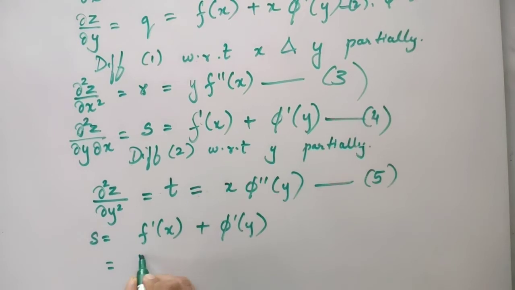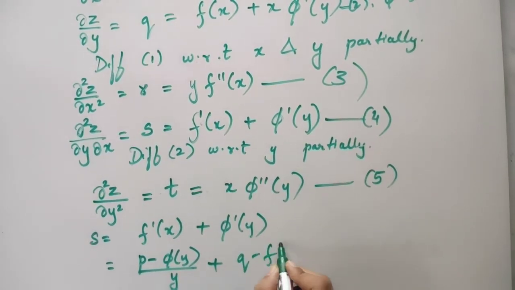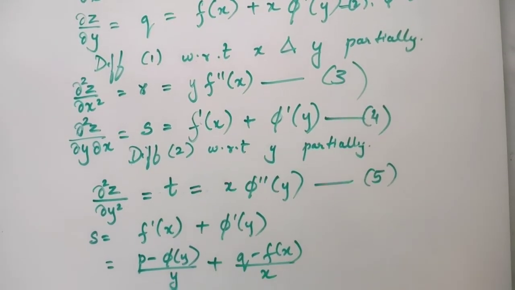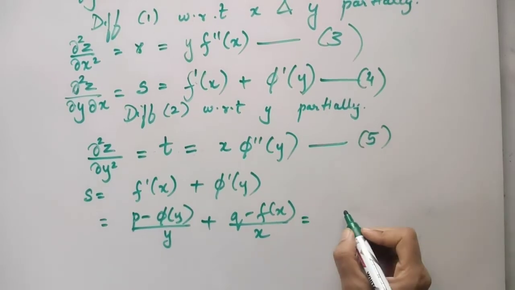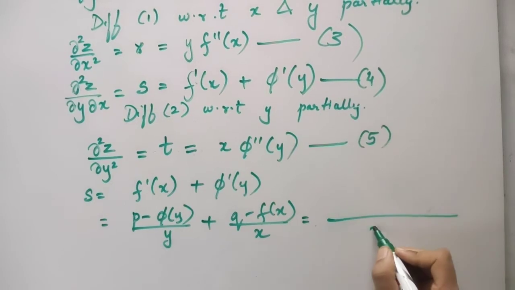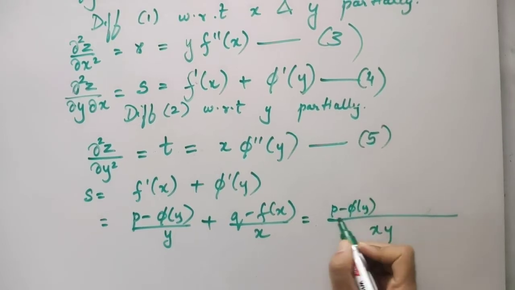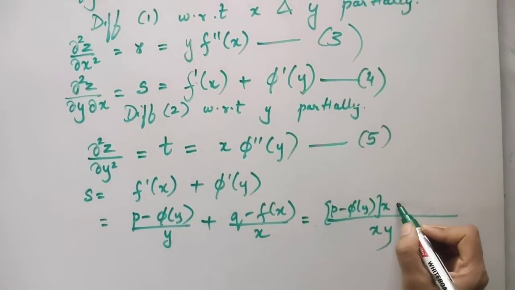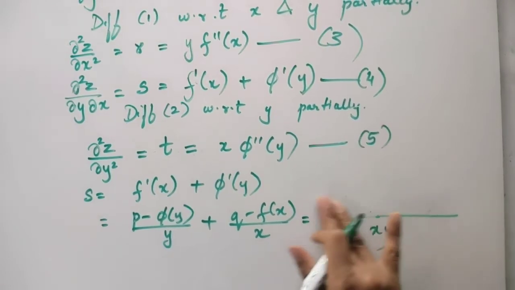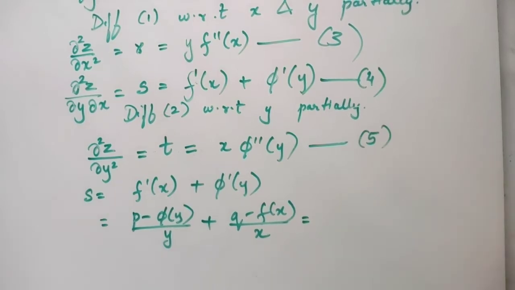So f'(x) is (p − φ(y))/y plus φ'(y) is (q − f(x))/x. Take the LCM. So LCM is x into y. You have p minus φ(y) into x, or I'll directly multiply and write. Is it okay? Yes, we'll do directly now. See, it would require too much space otherwise.